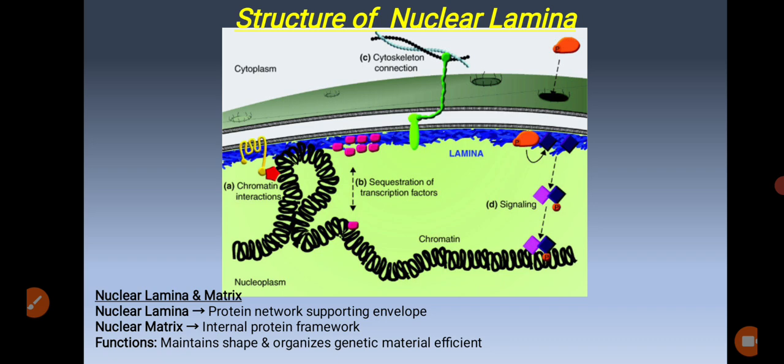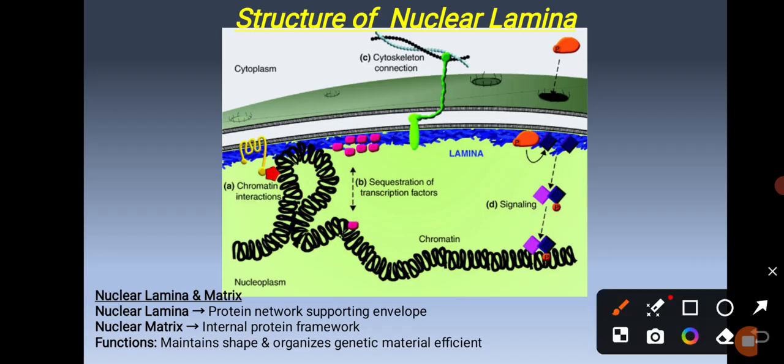Within the nucleus, DNA combines with proteins to form chromatin. Here you can see chromatin. How is it formed? DNA plus protein. Which protein? That is the histone protein.